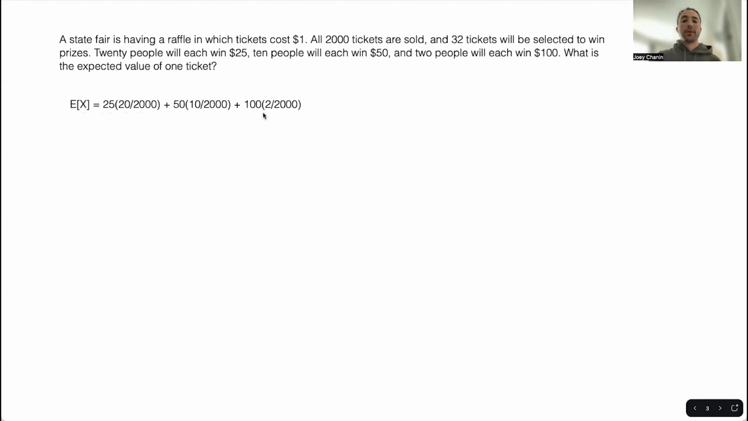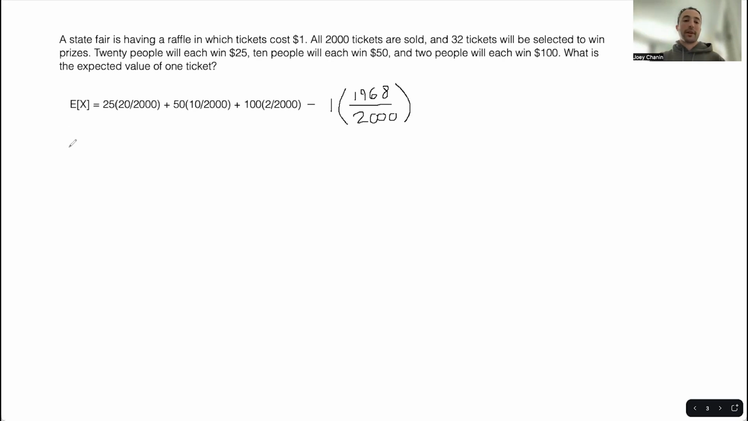So what's the rest of the probability? It's all those people who bought a ticket who didn't win anything. So we have to account for them, because all of those people will have lost $1. So the additional outcome we need to account for is minus 1 times the probability of losing $1. That's everyone who didn't win a prize. So 2,000 minus 32, 1,968 out of 2,000. The vast majority of people are not going to win anything. In fact, they're going to lose $1, because that's what they used to purchase the ticket.